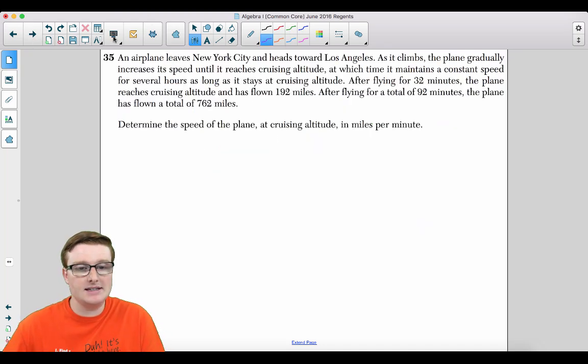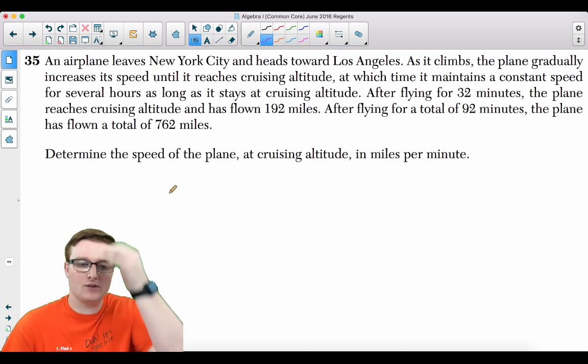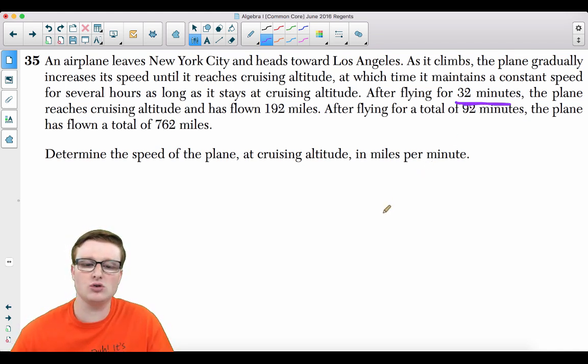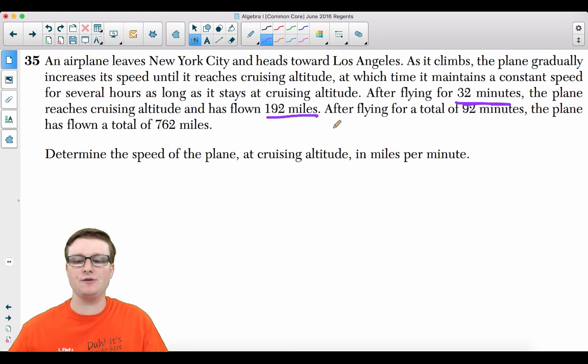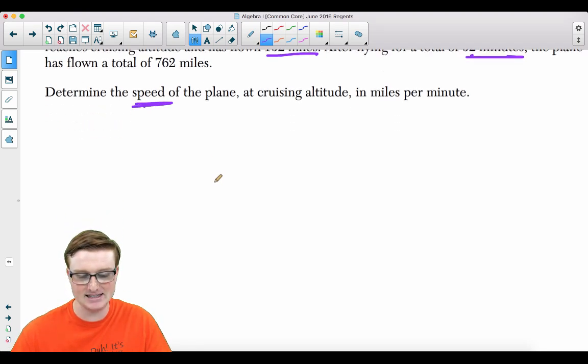Alrighty. It says here, an airplane leaves New York City and heads towards Los Angeles. As it climbs, the plane gradually increases its speed until it reaches cruising altitude, at which time it maintains a constant speed for several hours as long as it stays at cruising altitude. After flying for 32 minutes, the plane reaches cruising altitude and has flown 192 miles. After flying for a total of 92 minutes, the plane has flown a total of 762 miles. Determine the speed of the plane at cruising altitude in miles per minute.